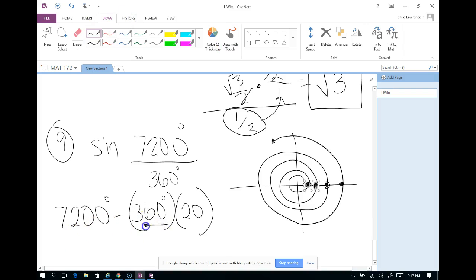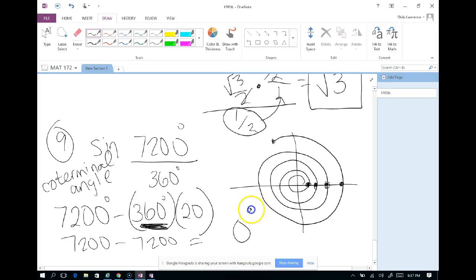So this is just like finding a coterminal angle, but I'm using a little shortcut here because 360 is going to be subtracted so many times. I'm going to try to subtract them all at once. So 360 times 20 is 7,200. So 7,200 minus 7,200 is 0. That means the reference angle here is 0.